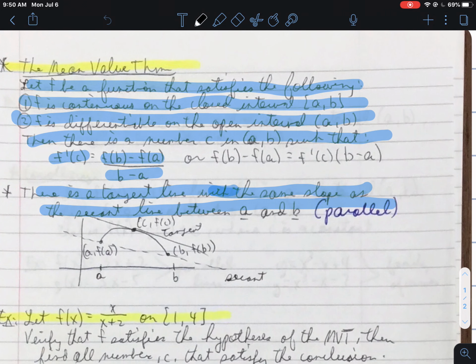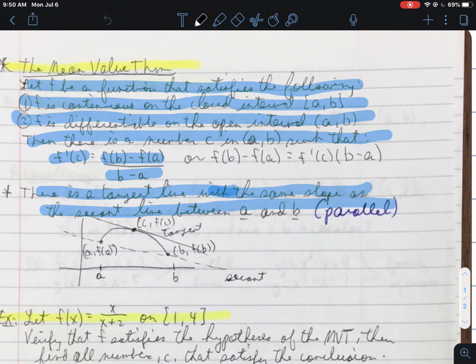Okay, and that simply means that they end up being horizontal. So the mean value theorem is the more general case, where whether or not the endpoints are the same, provided you have continuity and differentiability over the interval, we guarantee that there's at least one point where the tangent line and the secant line passing through the endpoints have the same slope.